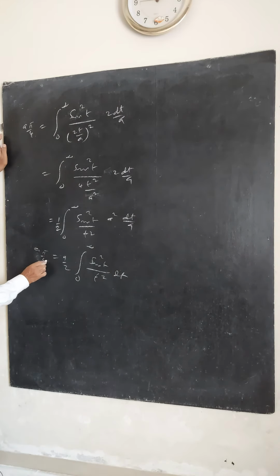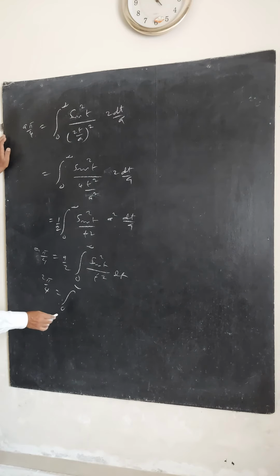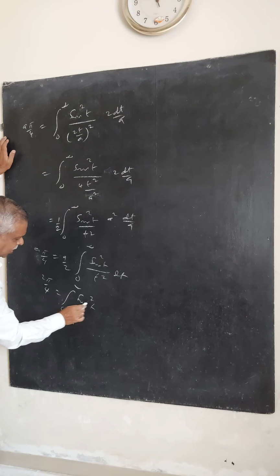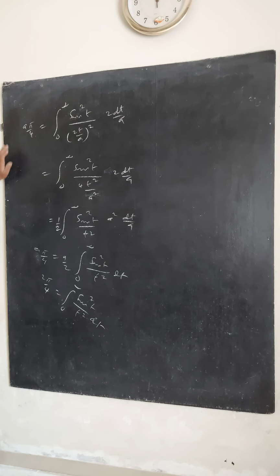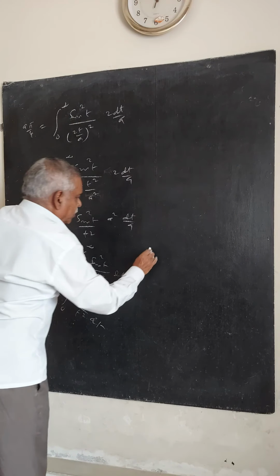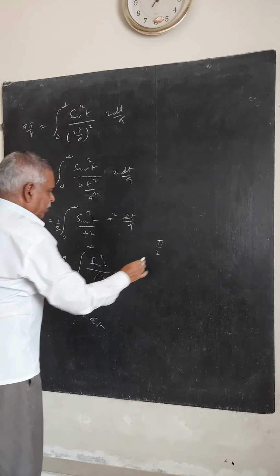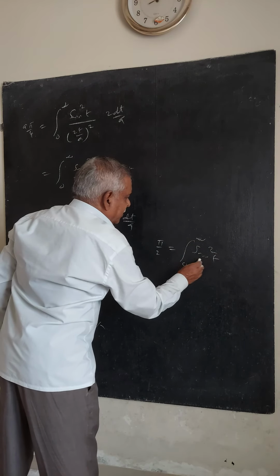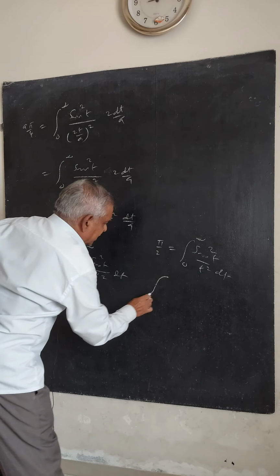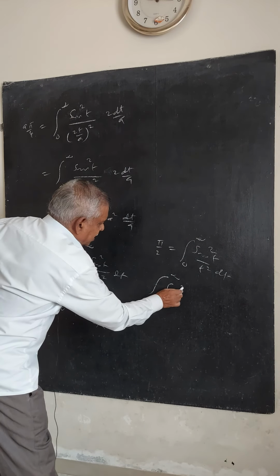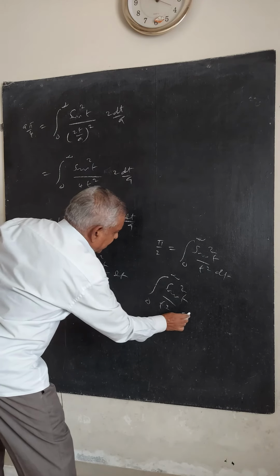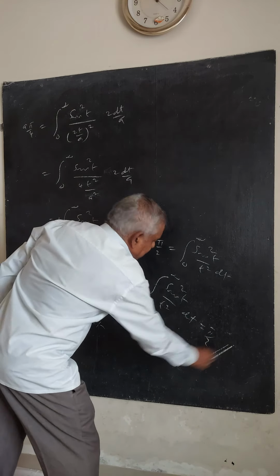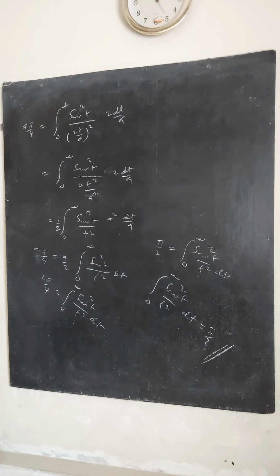a pi by 4 equals a by 2 times the integral. Therefore, a gets cancelled, 2 comes up, 2 pi by 4 equals 0 to infinity, sin square t by t square dt, that is, pi by 2 equals 0 to infinity, sin square t by t square dt. So 0 to infinity, sin square t by t square dt equal to pi by 2 is the answer, the deduced result.